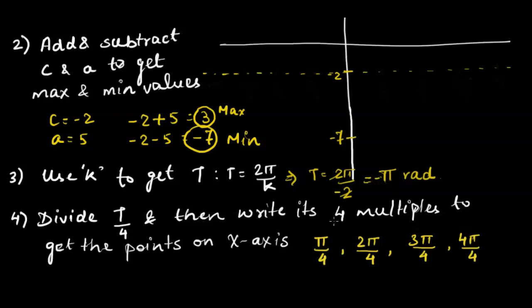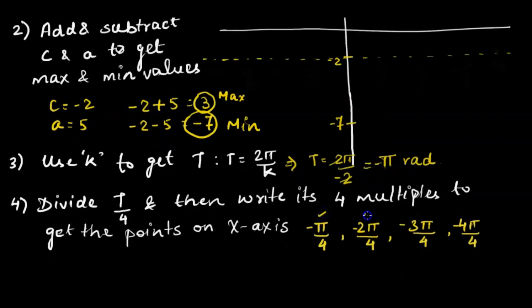So we have to divide the time period by 4 and then write its 4 multiples to get the points on the x-axis. Because the time period is negative pi, the first point when we divide the time period by 4 is going to be negative pi/4. The second point is the second multiple, so 2 times negative pi/4 is negative 2pi/4. The next point is negative 3pi/4, and the next multiple is negative 4pi/4.